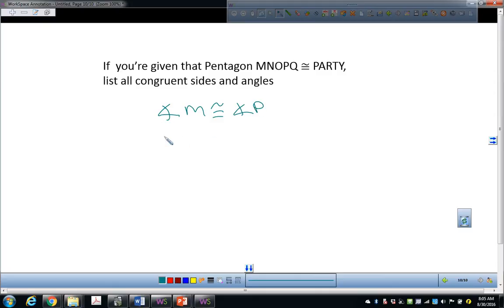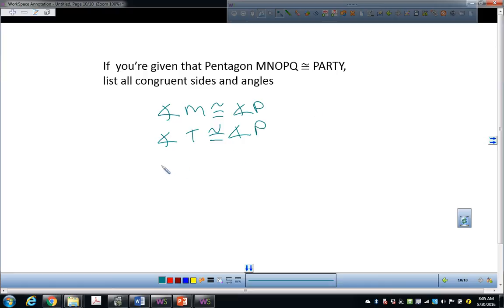But what would angle T go with? Angle T, uh-oh. Oh, I have two P's, huh? Oh, yeah, this T goes with this P. I messed up because I have P's in both ones, but that's okay.